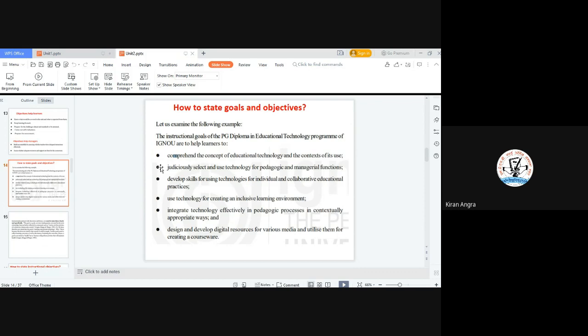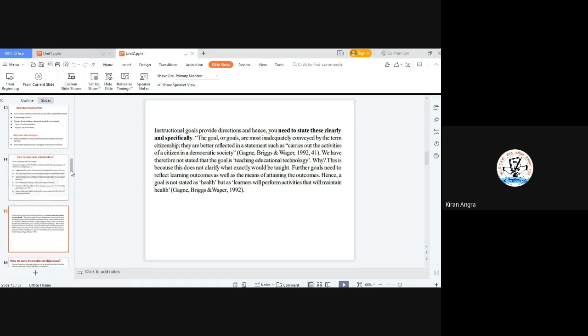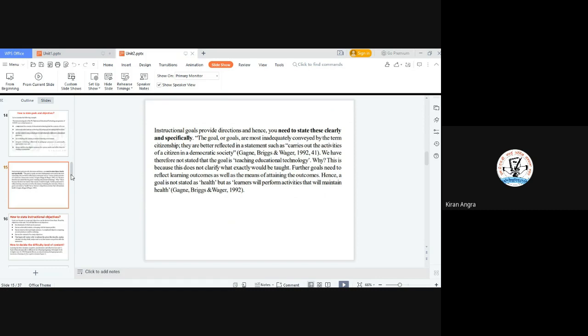Integrate technology effectively. Design and develop digital resources from various media. So the goal states what the learners are expected to do after instruction, after using the courseware. Goals therefore guide the selection of themes and sub-themes. For PGDET, each theme led to a course and each sub-theme leads to a block. So this way the things happen.